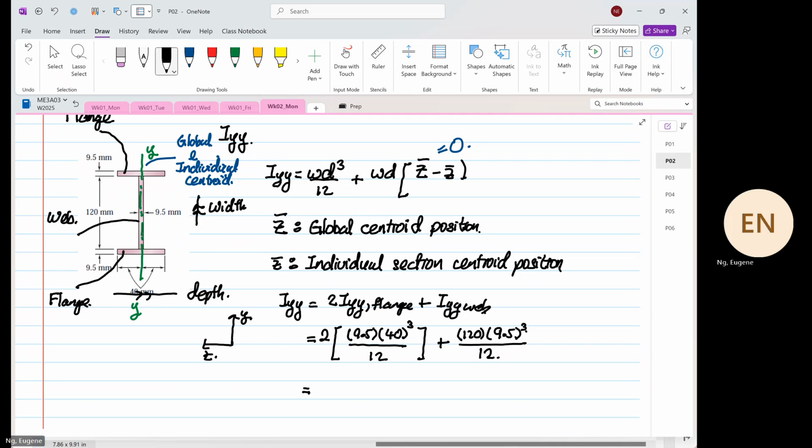Yes. Total length is 80. For the web or the flange? Ah, yeah, you're right. Thank you. Come to my office.